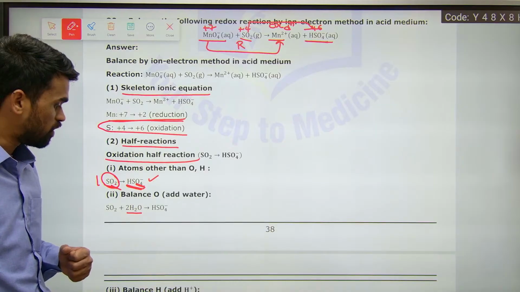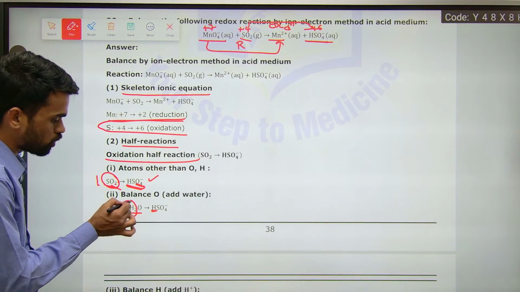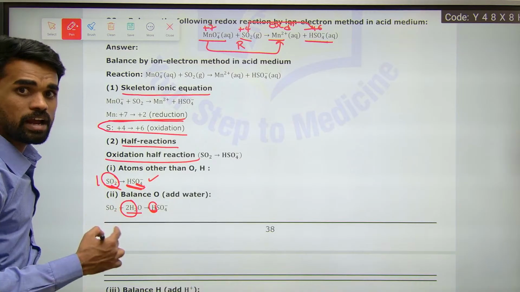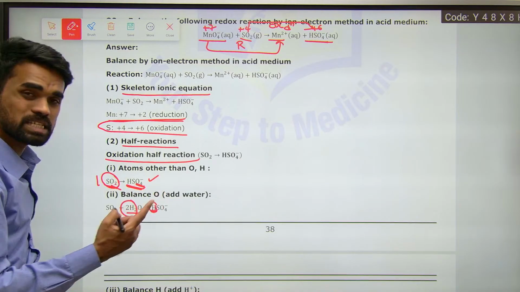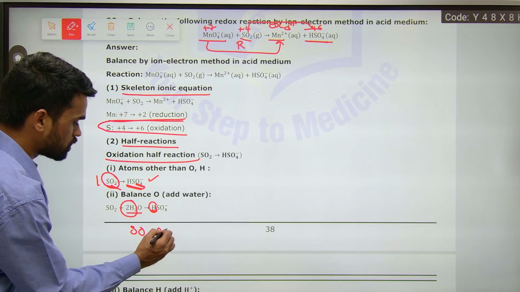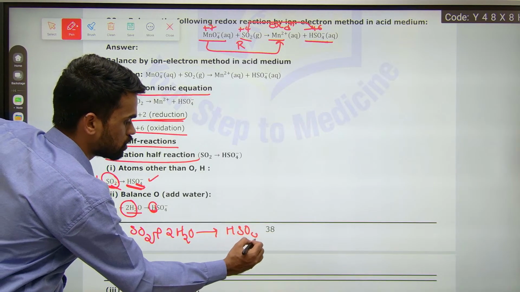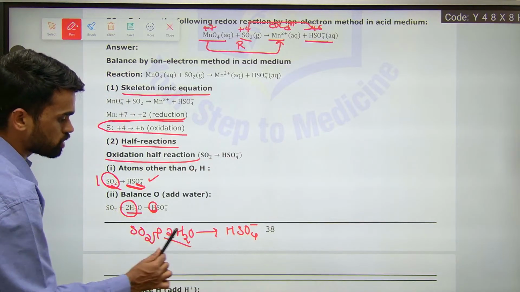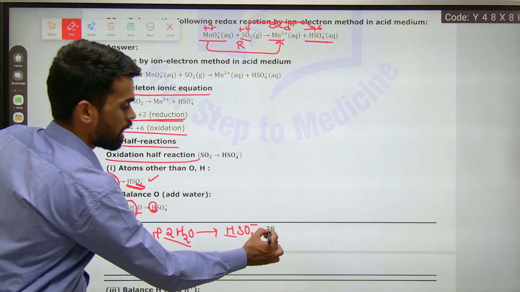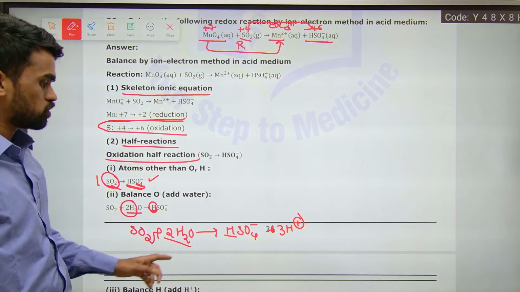Now what else is remaining? Hydrogens. How many hydrogens are there? At the reactant side we have 4 hydrogens, but on the product side only 1 hydrogen is there. So what we need to do? Add hydrogen atoms as H plus protons wherever there is a deficiency in hydrogen. So I can write this as SO2 plus 2 H2O gives rise to HSO4 minus. This is fine up to here. How many hydrogens are there here? 4 now. Only 1 is there at the product side. So add 3 H plus ions. Once after adding these 3 H plus ions, the hydrogen atoms are balanced.